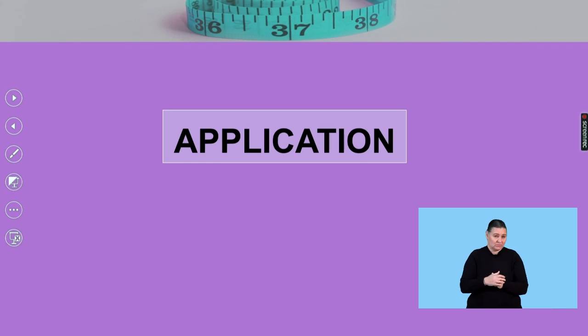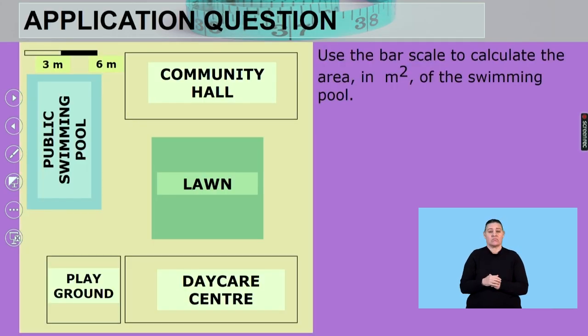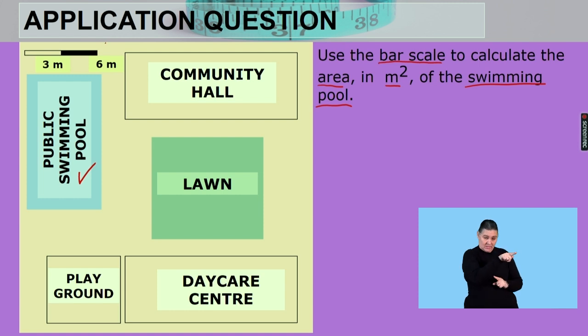So, looking at these type of questions now, there it is. Use the bar scale to calculate the area in square meters of the swimming pool. If you look at this particular setup, the swimming pool is here, and just above it, there's my bar scale. Let me just ring it off for you guys. With the bar scale, you've got to use a ruler to measure so we can then get our scale.